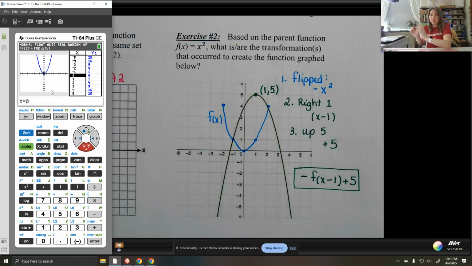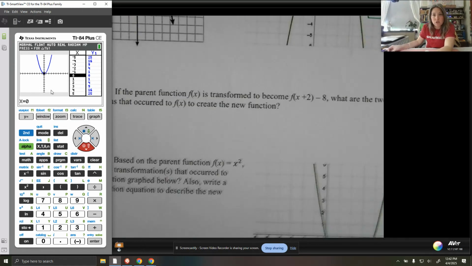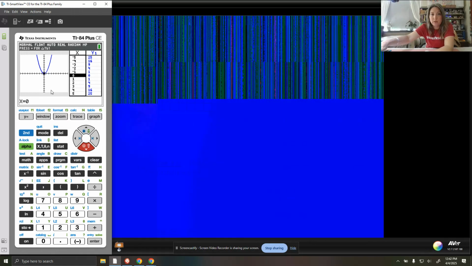So notice I took them one step at a time. Okay, we have to be able to combine changes to think about them. So I took them one step at a time. Exercise 3. Did not give me a picture this time, so I'm kind of like flying without a picture.